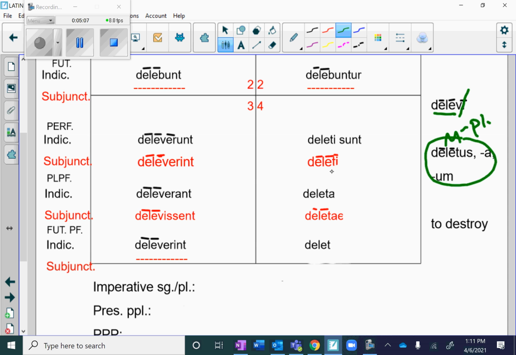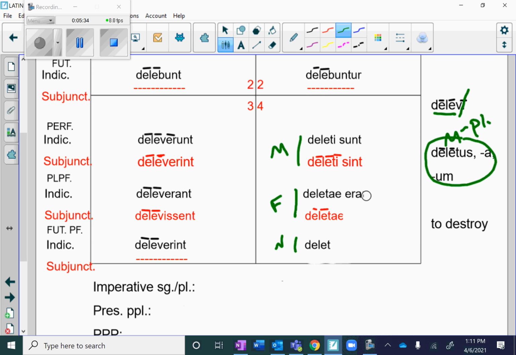Sumus, estis, sunt. For the subjunctive, we're going to use the present subjunctive of the verb to be. Simus, sitis, sint. And I think when I prepared this before, I meant masculine, masculine here, feminine here, and neuter here, plural all. So we got deletae, deletae. They had been destroyed, deletae.